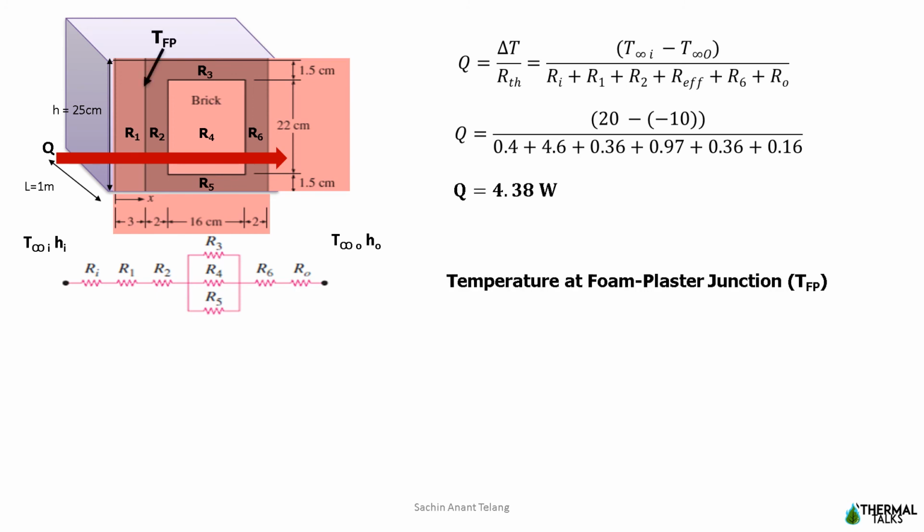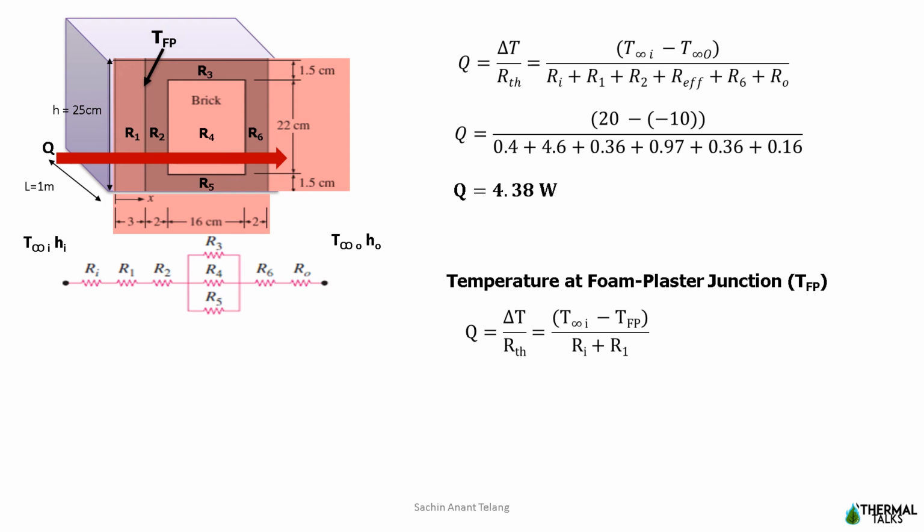Now we were told to calculate the temperature at the foam plaster junction. That is nothing but, from the left side wall, 3 centimeter inside, what is the temperature. So I can calculate using the same concept. Q is equal to temperature difference over thermal resistance, because Q is the same throughout the material. Now here I am supposed to take the temperature difference as inside fluid temperature minus the temperature at the plaster foam junction. I have taken it as TFP for convenience.